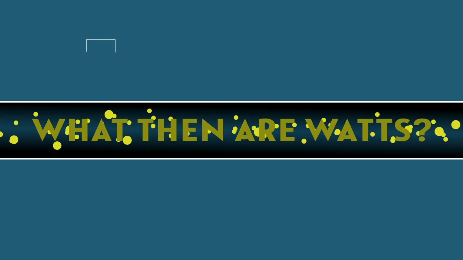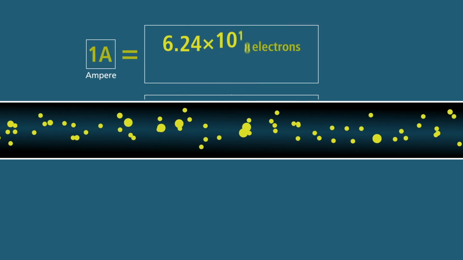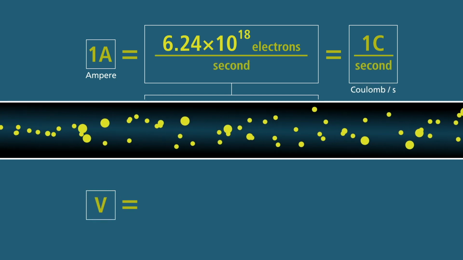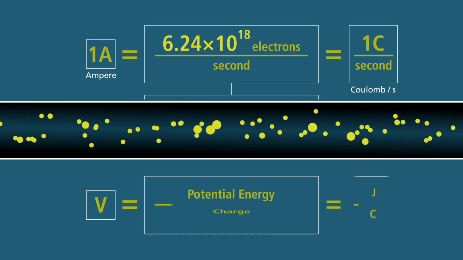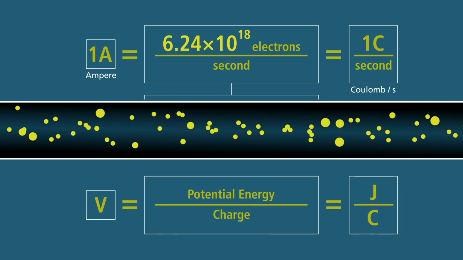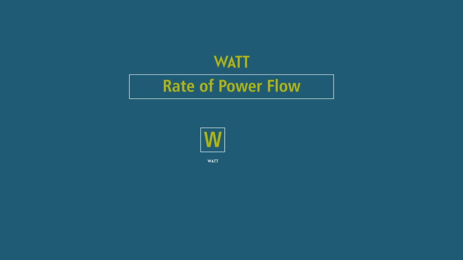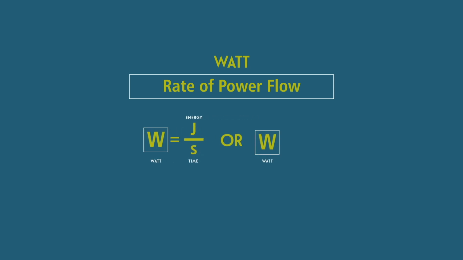What then are watts? We discussed that amperes refers to the number of electrons, or coulombs, flowing per second, and volts is the amount of energy transferred for each coulomb of charge that flows. We measure power in units of joules per second, also known as watts. Electrical power is the product of volts times current, in units of watts. Another way to explain it, watts equals voltage times current.